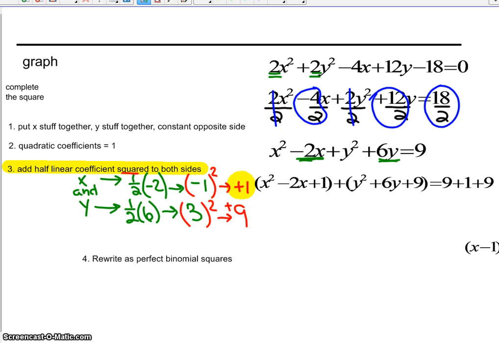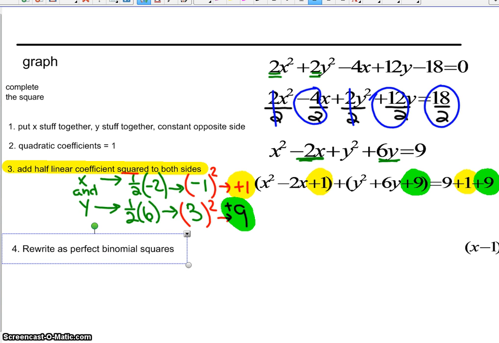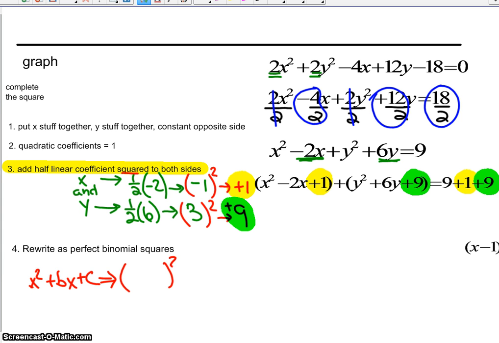So there's the 1 for the x. I added it here, and I added it there. The 9 that I got by squaring half my linear term of the y's, I added that to both sides. Because again, you have to keep that balance for your equations. Now, I grouped them into trinomials because what I'm going to do now is rewrite these as perfect binomial squares, and this is going to happen every time. I'm going to have something in the form ax squared plus bx plus c. But we've already gotten rid of the a, so it's 1x squared, and it's going to be a perfect square. So it's going to be x plus or minus something, all squared.